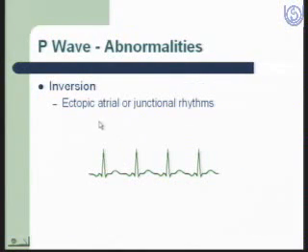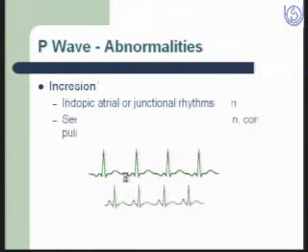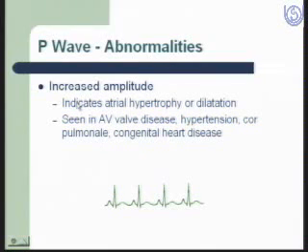Inverted P wave in lead 2, 3 and AVF may mean an ectopic atrial rhythm or junctional rhythm. This is because of abnormal depolarization of the atria from below upwards, leading to ectopic inverted P waves in leads 2, 3 and AVF. P wave of increased amplitude indicates atrial hypertrophy or dilatation, and is seen in atrioventricular valve disease patients, patients with hypertension, patients who have cor pulmonale, or patients with congenital heart disease.